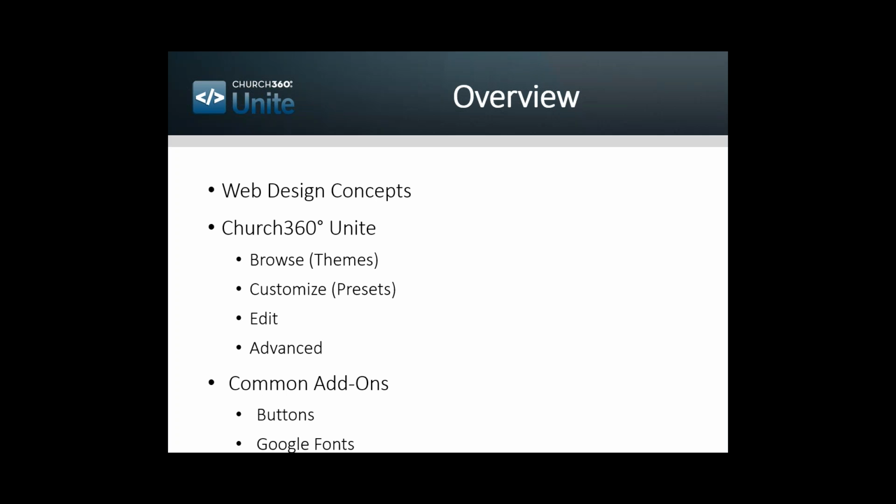We're going to start out by going through web design concepts, where we'll explain how websites are designed and the parts that make up a website at the highest level. Then we'll go into 360 Unite and discuss themes. We'll browse through some of the themes and discuss customizing presets. Each theme has presets that allow you to customize that theme. We'll show the Edit tab and the Advanced tab. With editing, you do have to clone a theme, but we'll show you how to do that, and if this is something you decide to do, we're here to help you along the way.